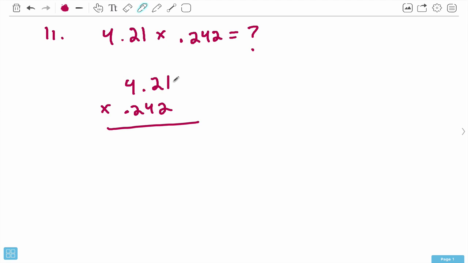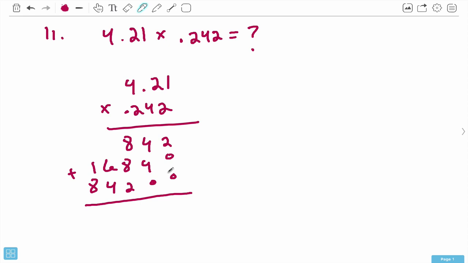So 2 times 1 is 2, 2 times 2 is 4, 2 times 4 is 8. Put a 0 to hold the place. 4 times 1 is 4, 4 times 2 is 8, 4 times 4 is 16. 2 zeros to hold the place. 2 times 1 is 2, 2 times 2 is 4, 2 times 4 is 8. So now, we're just going to add these up. 2, 0, and 0 is still 2. 4 and 4 is 8, plus 0 is 8. 8 and 8 is 16, plus 2 is 18. Carry the 1. 6 and 1 is 7, plus 4 is 11. Carry the 1. 8 plus 1 is 9, plus 1 is 10.